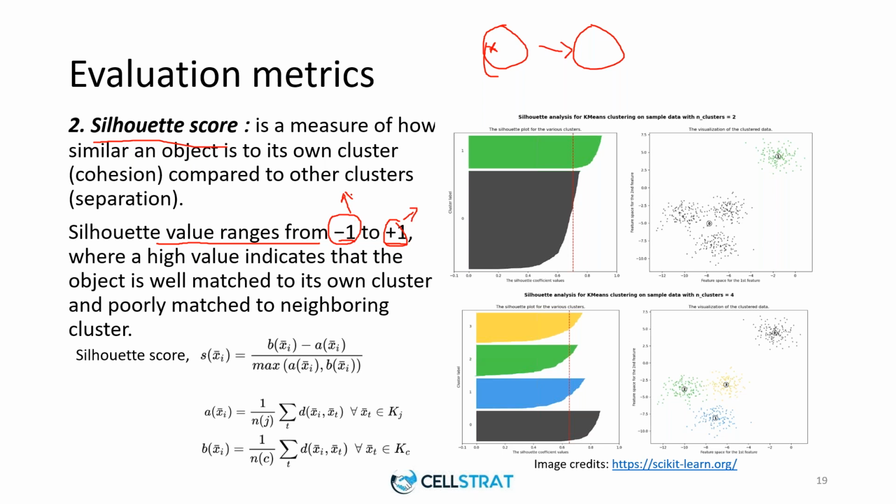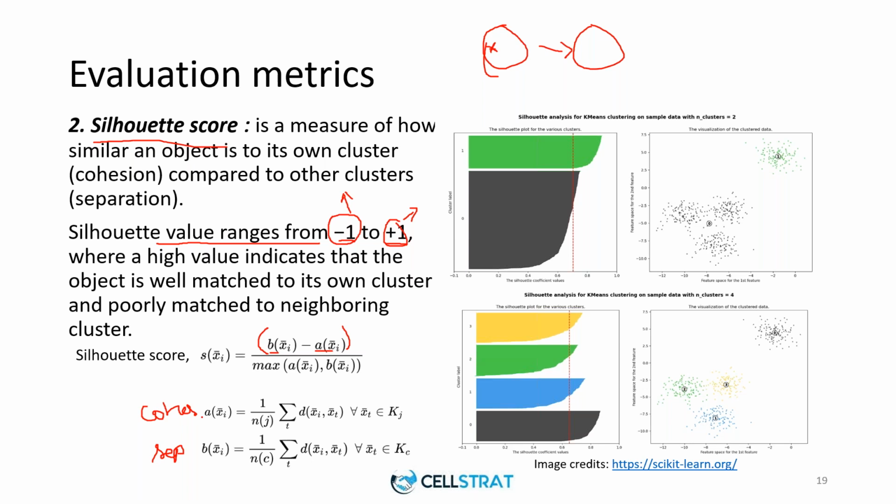So -1 would indicate that a few data points belonging to this cluster should actually belong to some other cluster, and +1 would ensure that all the data points belonging to that particular cluster actually belong to that cluster itself. So how is this calculated? It is calculated as b minus a, normalized by dividing with the maximum of a and b. Here a is called cohesion and b is called separation.